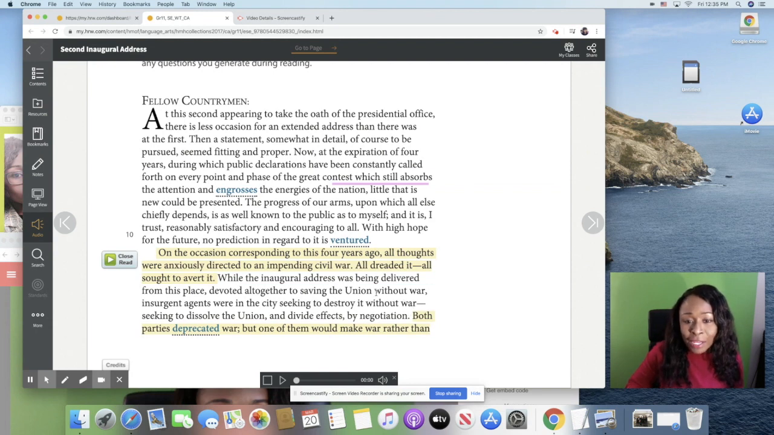I love how he repeats without war, without war. I want to get it through to the audience that it was never our intention as the North to go to war. We were here 4 years prior, making sure that we were going to do this without war.